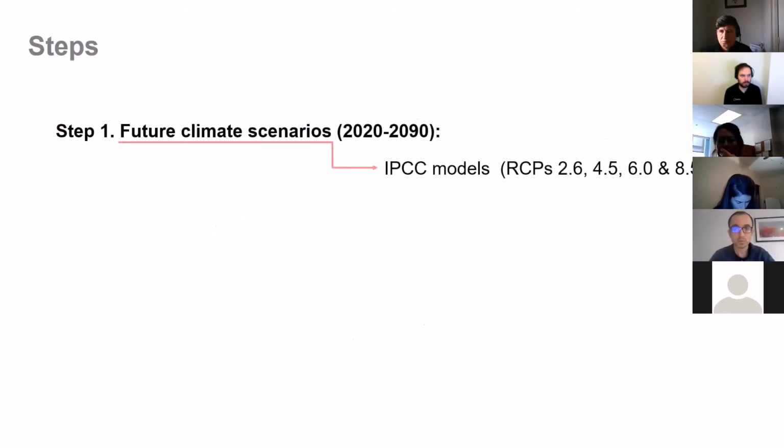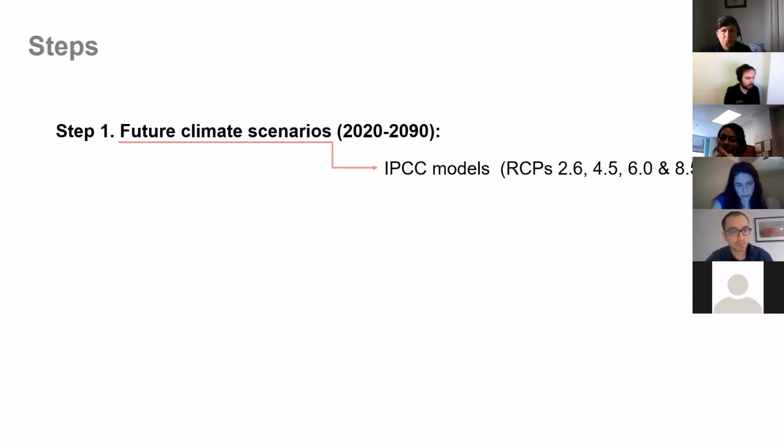So our first step was to simulate future climate scenarios for 2020 to 2099. And we did that using IPCC models. But actually, saying IPCC models is a bit misleading. We use the same global climate models that the IPCC does, right? The Intergovernmental Panel on Climate Change.